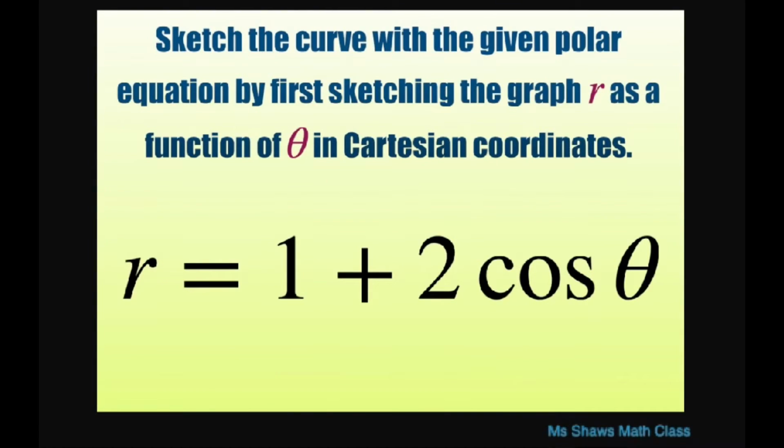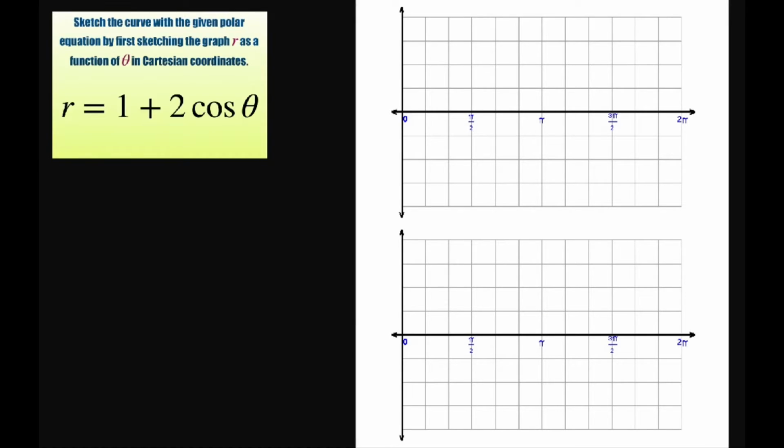Hi everyone, we're going to sketch the curve with the given polar equation by first sketching the graph of r as a function of theta in Cartesian coordinates. We have r equals 1 plus 2 cosine of theta. So for the first part, this problem is wanting you to compare the graphs.